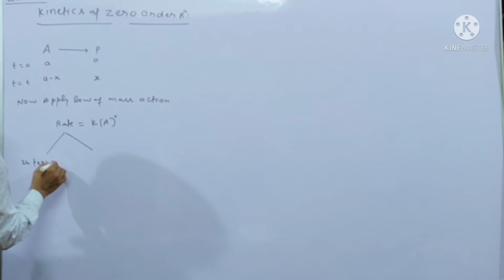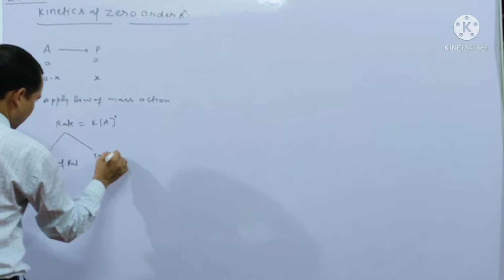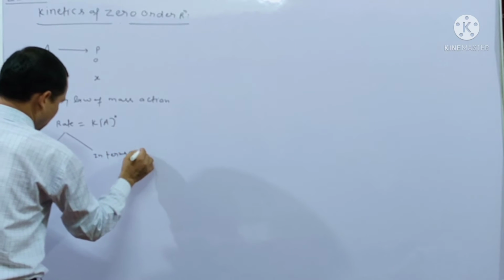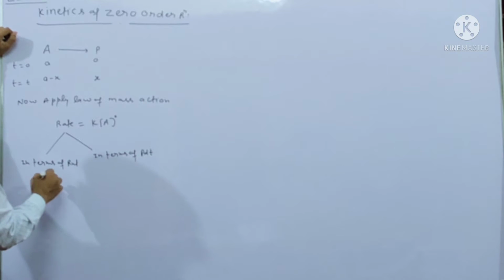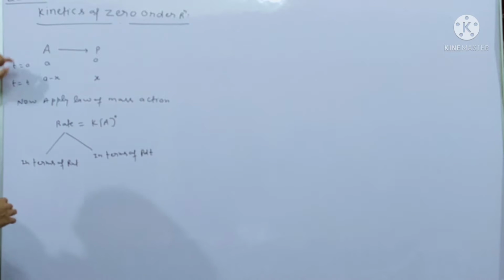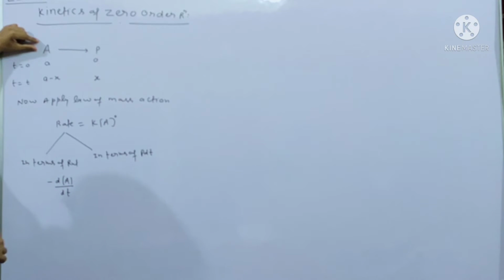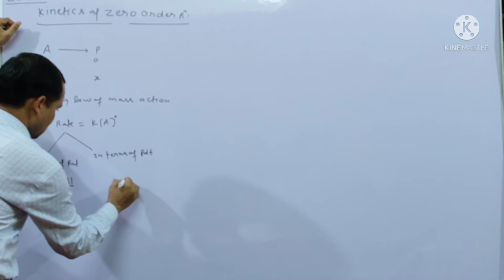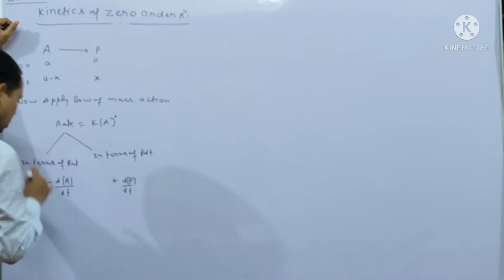In terms of reactant or in terms of product. Okay. So in terms of reactants, the rate is, at time t, minus dA over dt. In terms of product, plus dP over dt, the concentration of P.